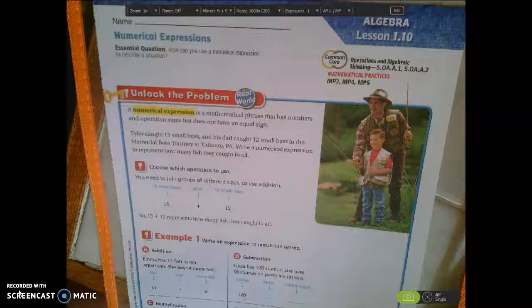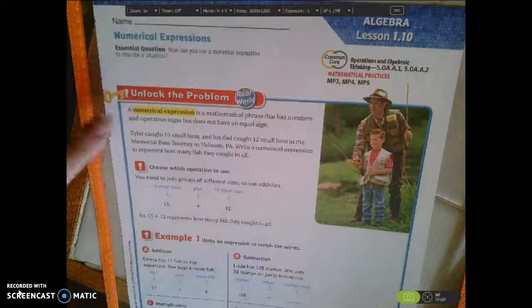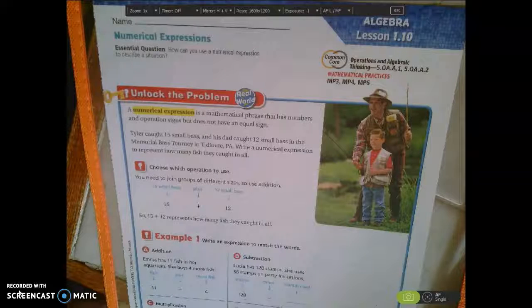Hello, mathematicians. Today we're going to talk about numerical expressions. And by the end of the lesson, you should be able to answer the question, how can you use a numerical expression to describe a situation? So we're going to start by looking at what a numerical expression is. It's a mathematical phrase that has numbers and operation signs, but does not have an equal sign.